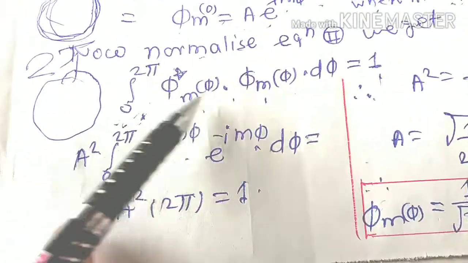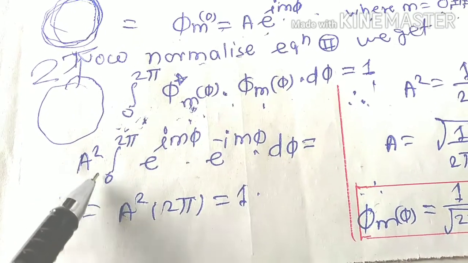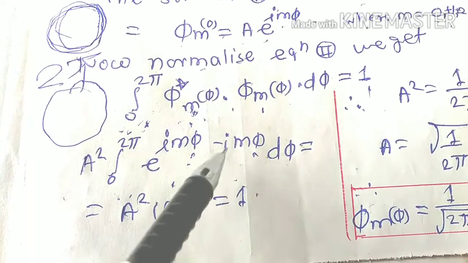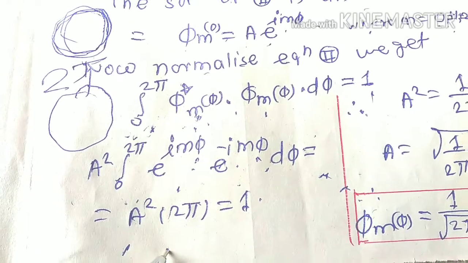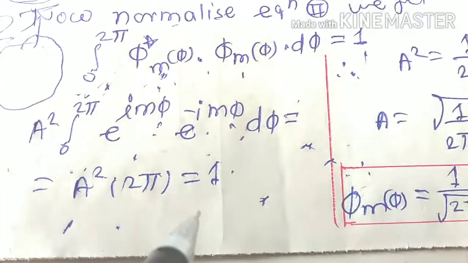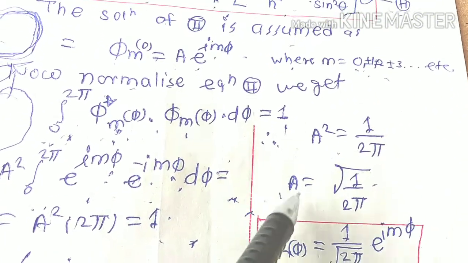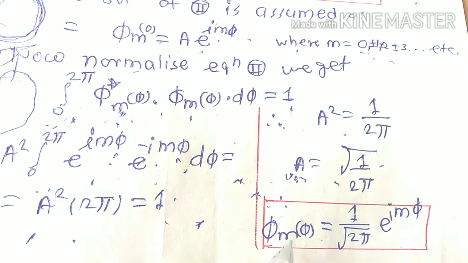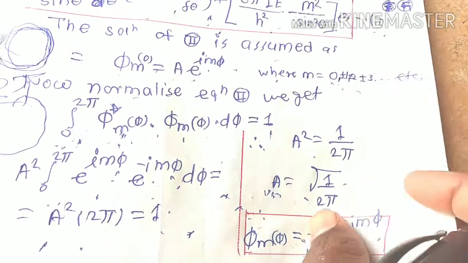So the solution of this equation is A² times the integration of 0 to 2π of e^(imφ) e^(−imφ) dφ = 1. So we have the equation A² into 2π = 1, so A = under root 1/2π. We get A² = 1/2π, so we get the value of A. So we have the equation Φ_m(φ) = (1/√(2π)) e^(imφ).